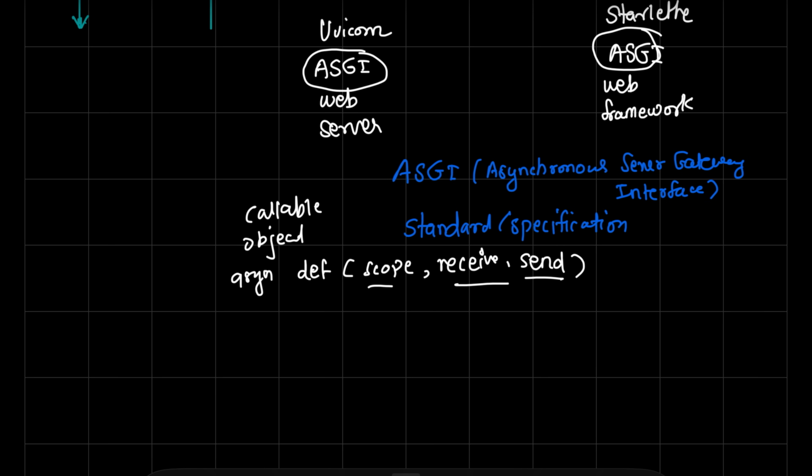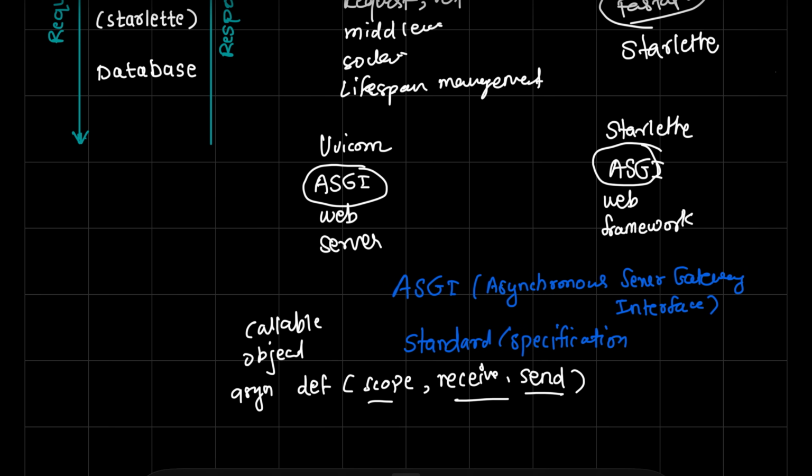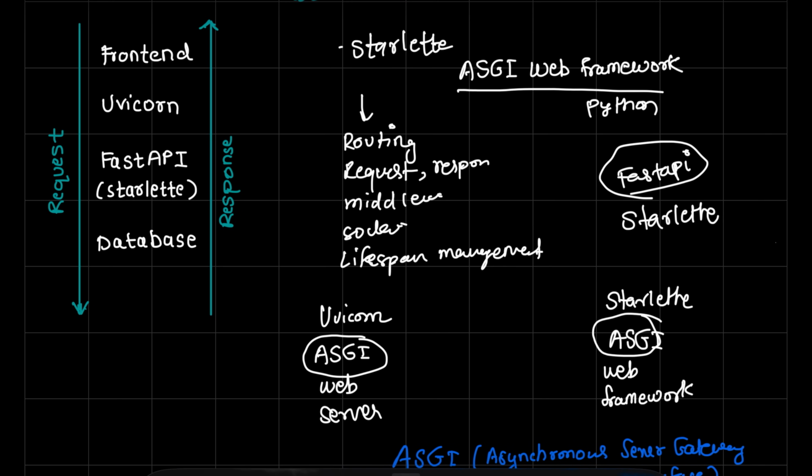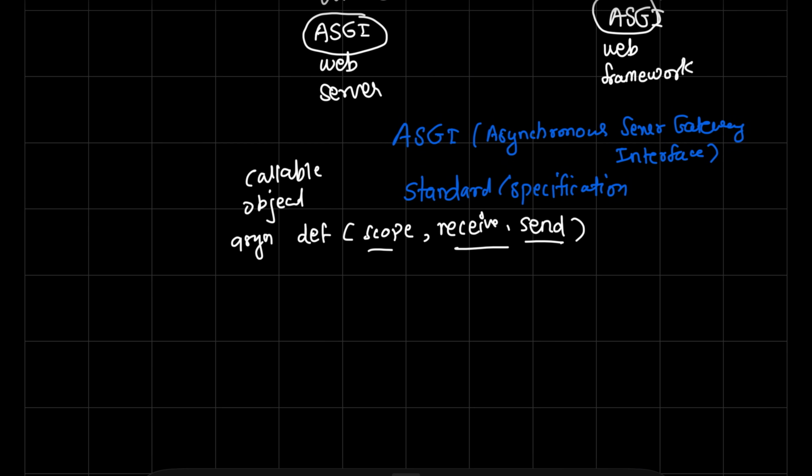I hope you got some understanding about it. And they use this callable object for the communication basically. And yeah, that was all about ASGI. Now this Uvicorn and Starlette are the important ones. They communicate with the help of this ASGI only. Next, we will talk about FastAPI, your actual backend framework.